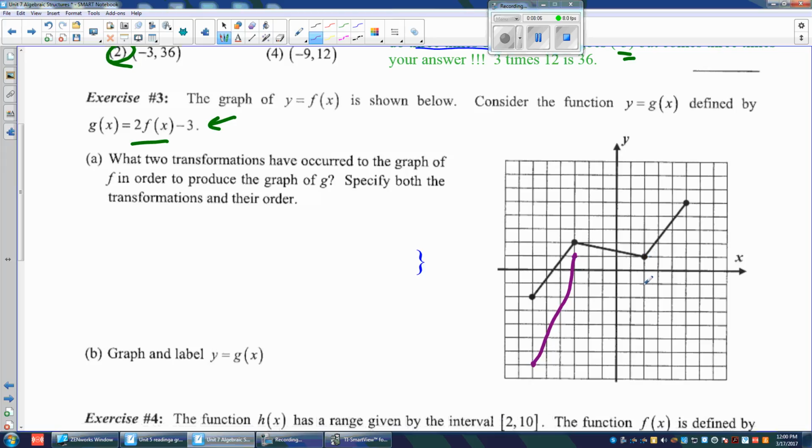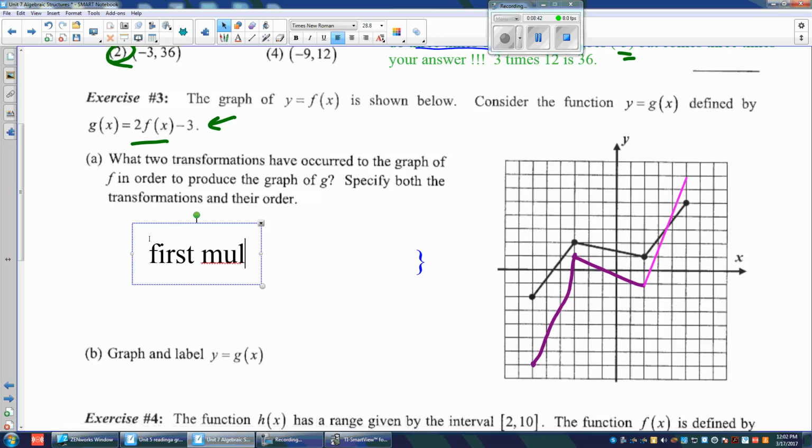Let me do this one really quick. 2 times 1 is 2, minus 3 is negative 1. 2 times 5 is 10, minus 3 is 7. Right there. And there's the graph. The two transformations have occurred in this graph to produce the graph of g, in the order exactly as I described to you.